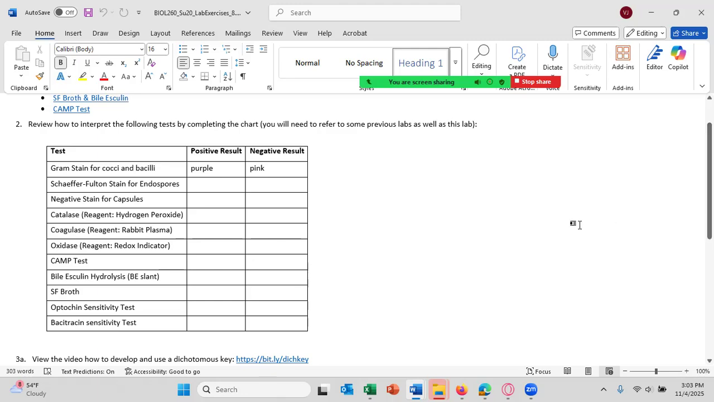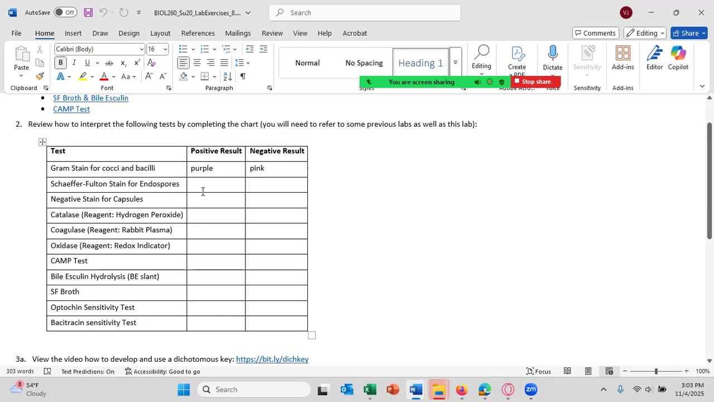So in the worksheet, the first thing to do, question 2, is to fill in this table. I put in the first table result for you. So the gram stain for cocci and bacilli, the positive result is a purple color, and the negative result for the gram stain is a pink color.